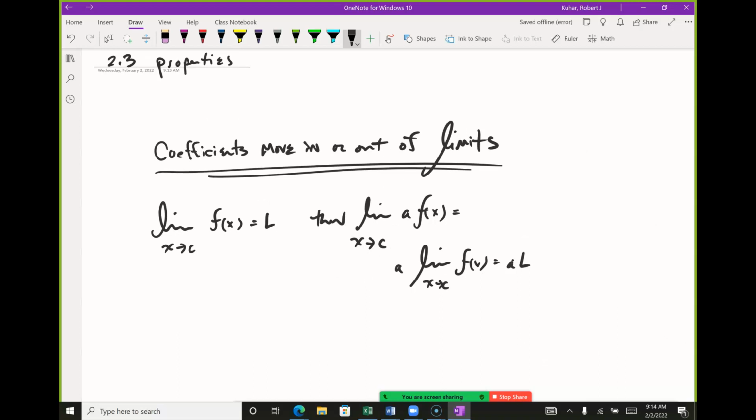Coefficients, constants. Not variables. Variables cannot, right? Because variables change heights, right? Constants don't change heights, right? You with me?